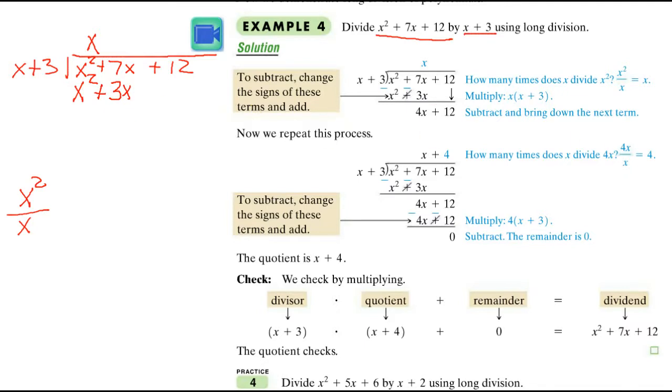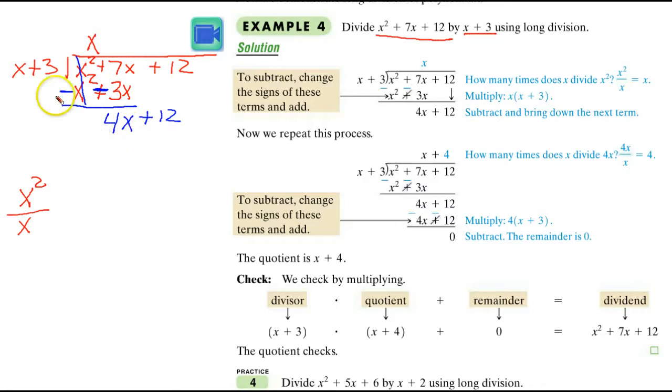Now, here's the key. We're going to put a line underneath this, and what do we do here? We subtract. We subtract by changing the signs and now adding. So these just cancel out. Or you could put a 0 or just don't put anything there, but they cancel out. Now here we have a 7x minus 3x gives us a 4x. Now we bring down our 12.